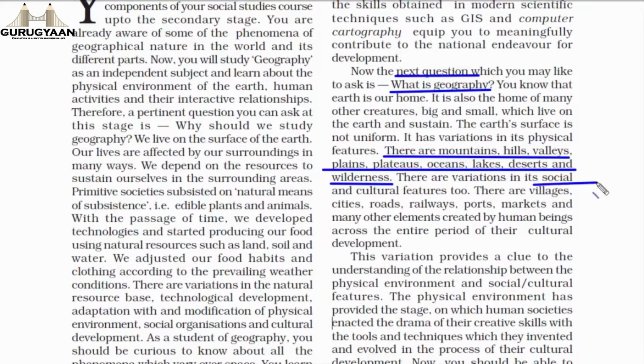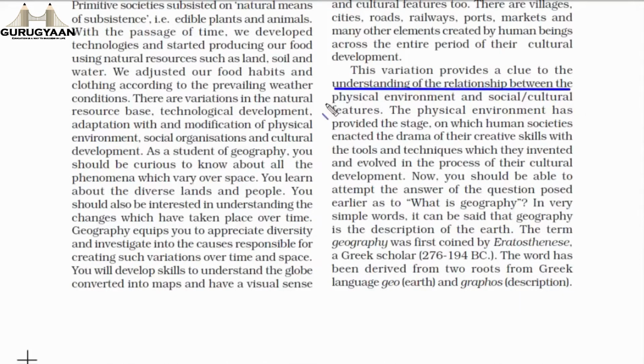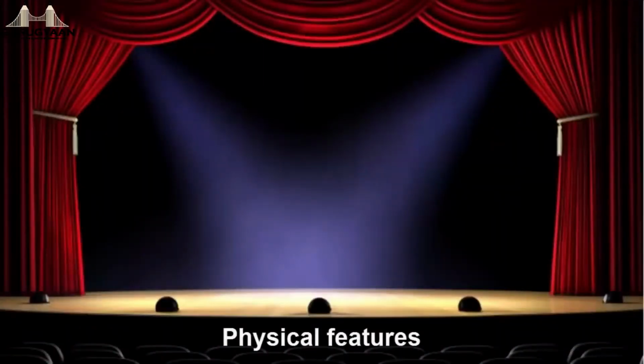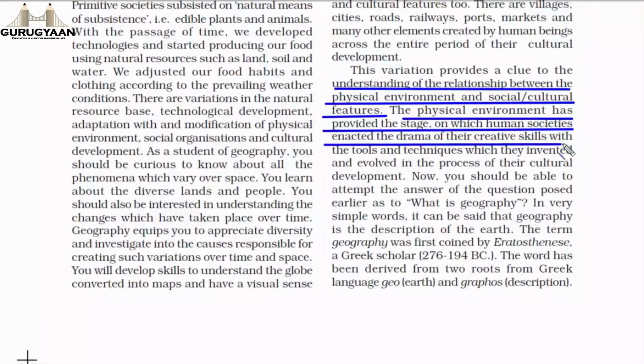Now in human society, we have variations in terms of social and cultural form. We have people belonging to different communities, different backgrounds, with different beliefs. So it is really interesting to see the relationship between the physical environment and social or cultural features. From a poetic point of view, we can say the physical environment is like a stage, and human societies are the actors performing. Now try to relate this.